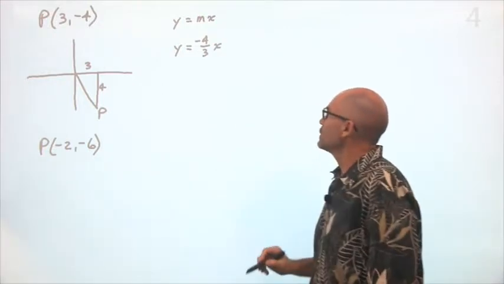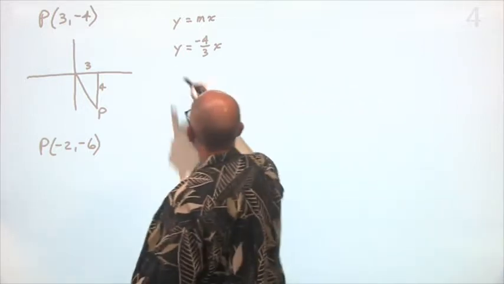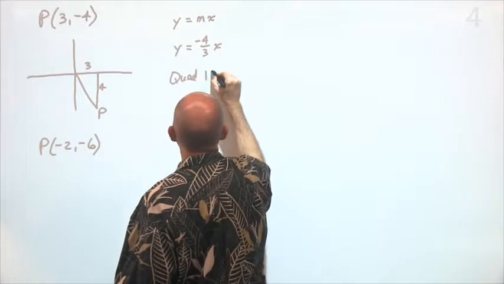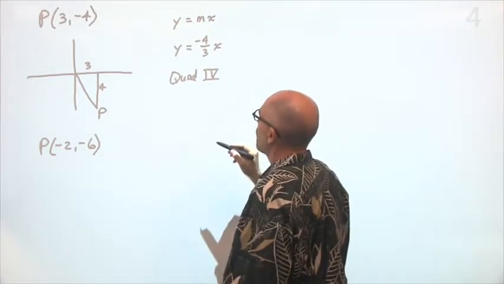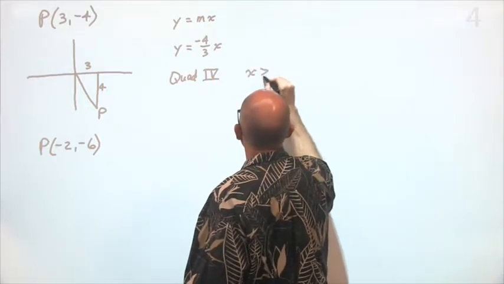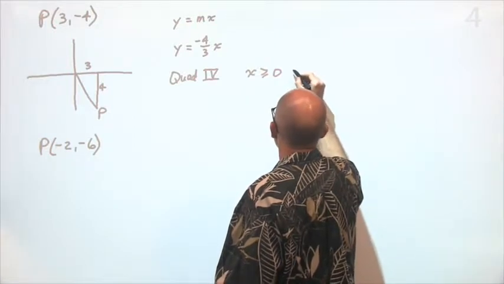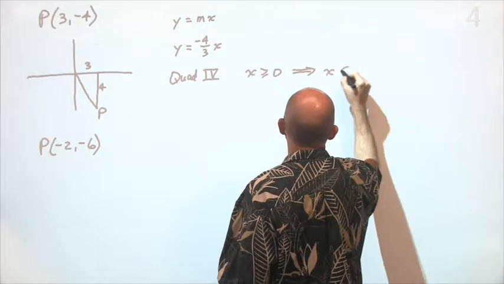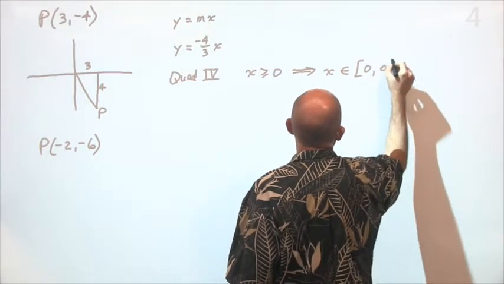So there's my equation, y equals -4/3 x. Now, this happens to be located in quadrant 4, and the domain restrictions, x greater than or equal to 0 again. And the other way we could write it is x is an element of the interval 0 to infinity.